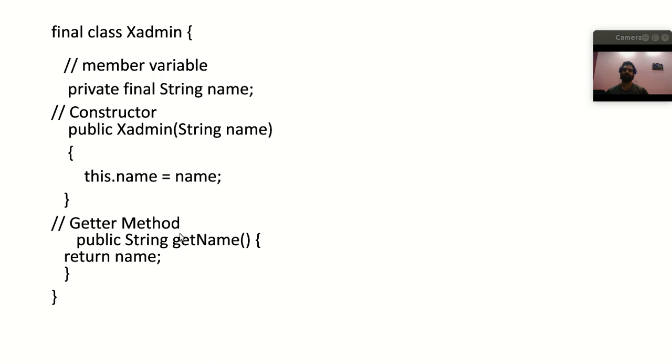And also here I have only provided a getter method, not a setter method, in this class. The getter method can be used to access this particular member variable. So this is basically an immutable class, right? Once the object is created and the values are initialized, it cannot be further modified, right? If we try to create another object of xadmin, then it is going to create a new object, right? So this is the example of the immutable class.